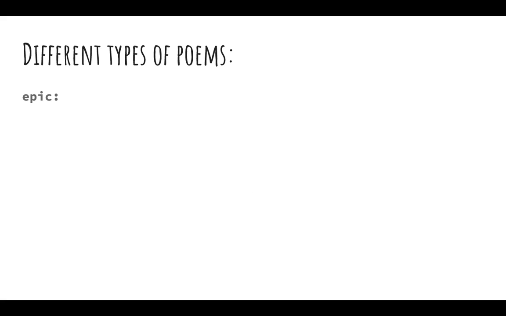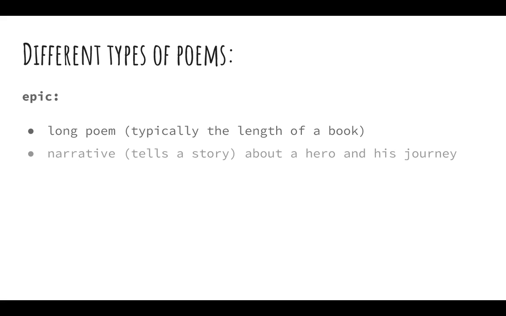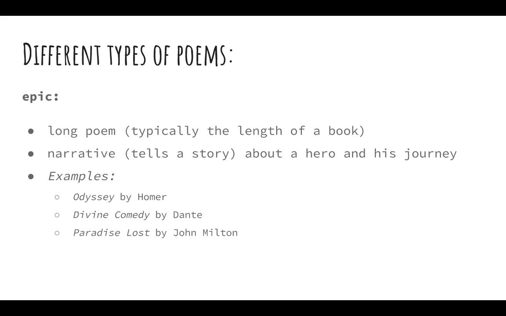And now the last one. An epic poem is one that's very, very long. Epic poems are usually accidentally called books because they are very long. They look like a book. So for example, things like the Odyssey or Beowulf are technically epic poems. Because it's so long, it is very much a narrative. It tells a story about a hero and his journey. So Odyssey by Homer, Divine Comedy would be another one, Paradise Lost, another very famous one.